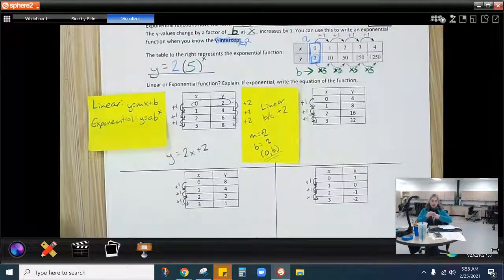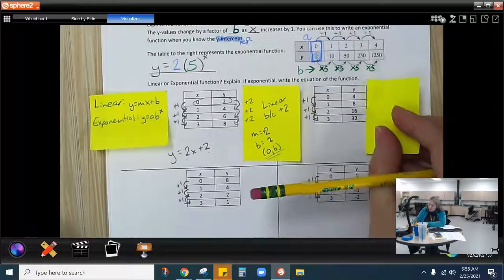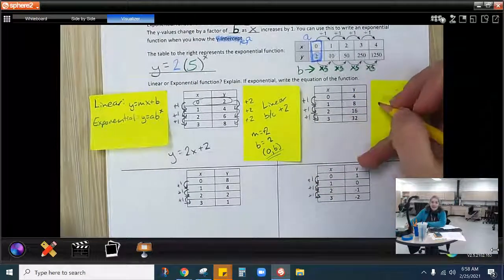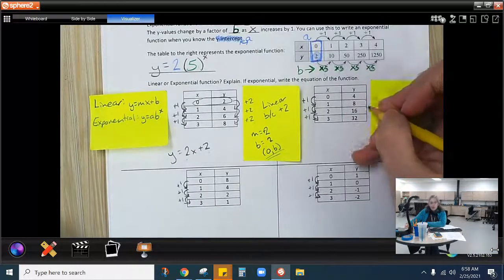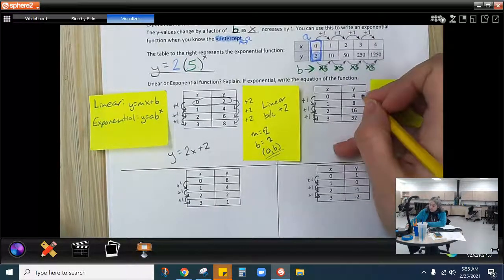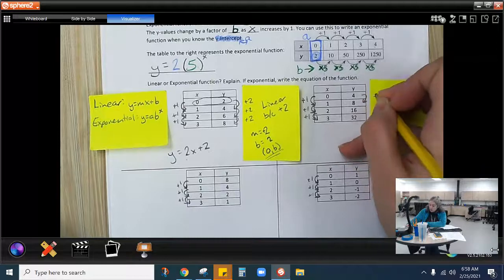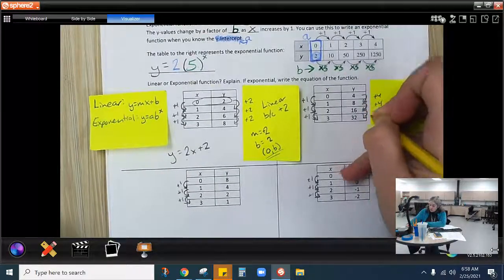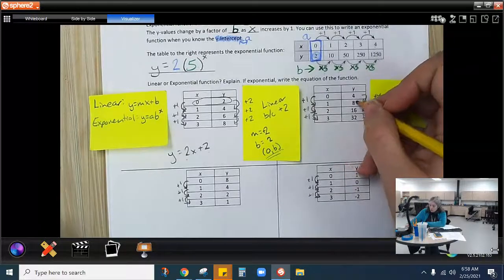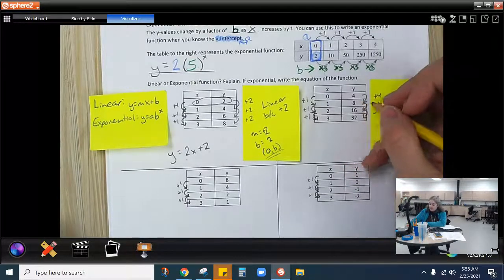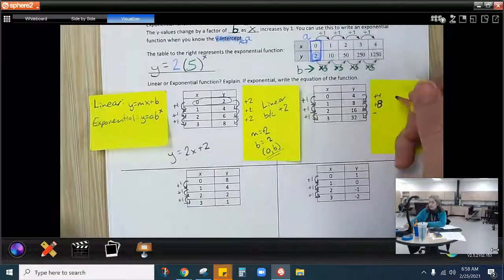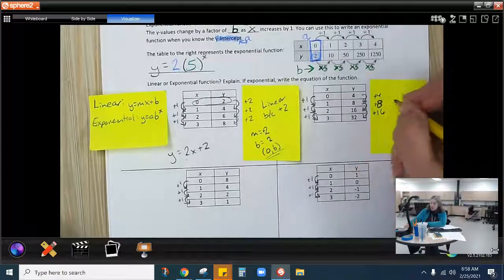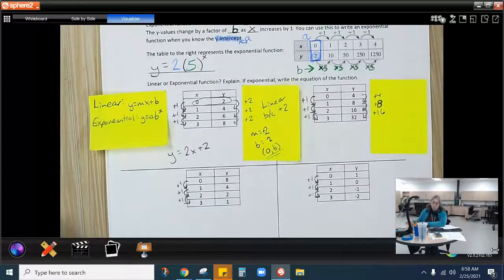So let's look at our next table here. I'll get another sticky note. I'm going to start by seeing how I can add to get from each value in my y column. So to get from 4 to 8, I would add 4. To get from 8 to 16, I would add 8. To get from 16 to 32, I would add 16. So I can see that linear does not work, right?